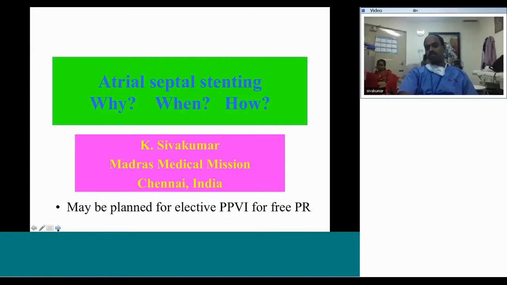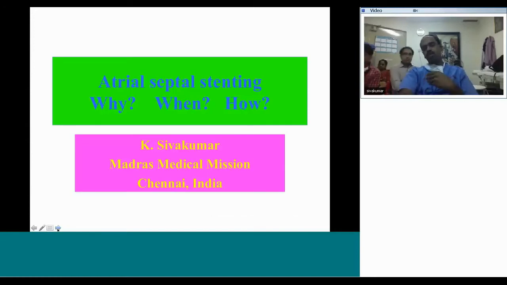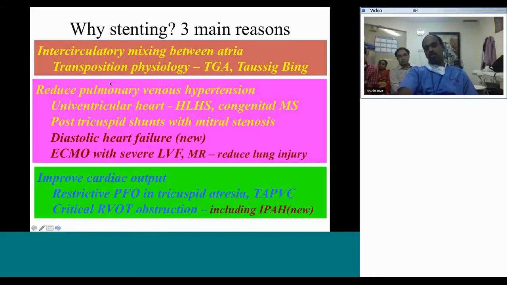like melody valve implantation. Now, coming from pulmonary artery stenting to atrial septal stenting, when will you do it? Why will you do it? And how will you do it?